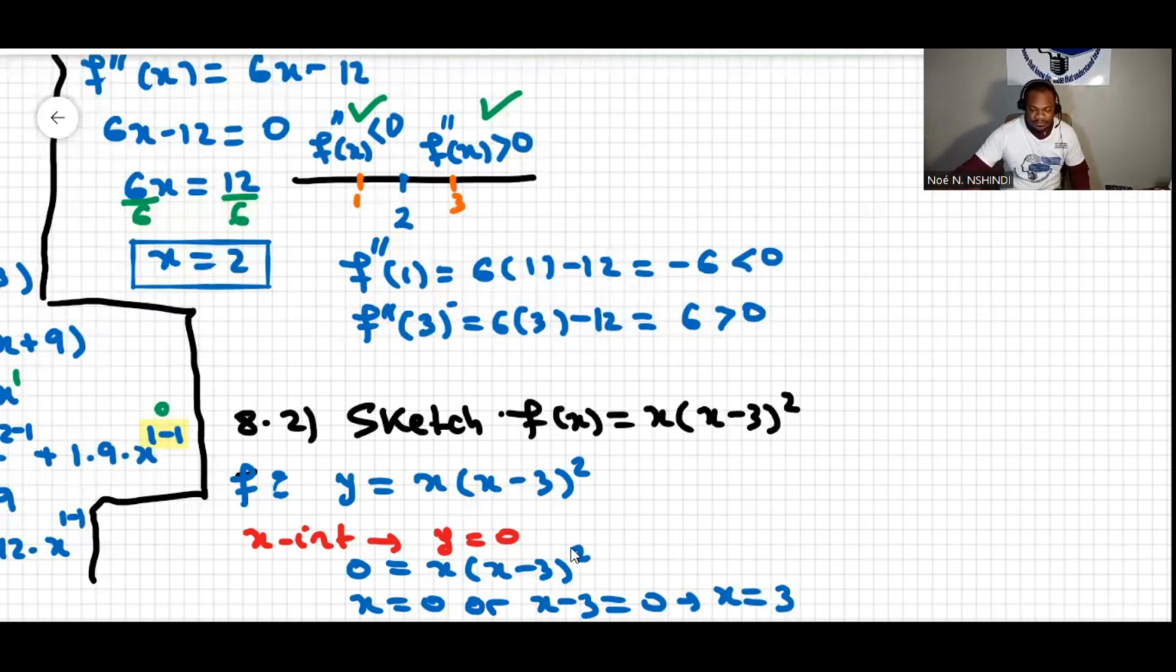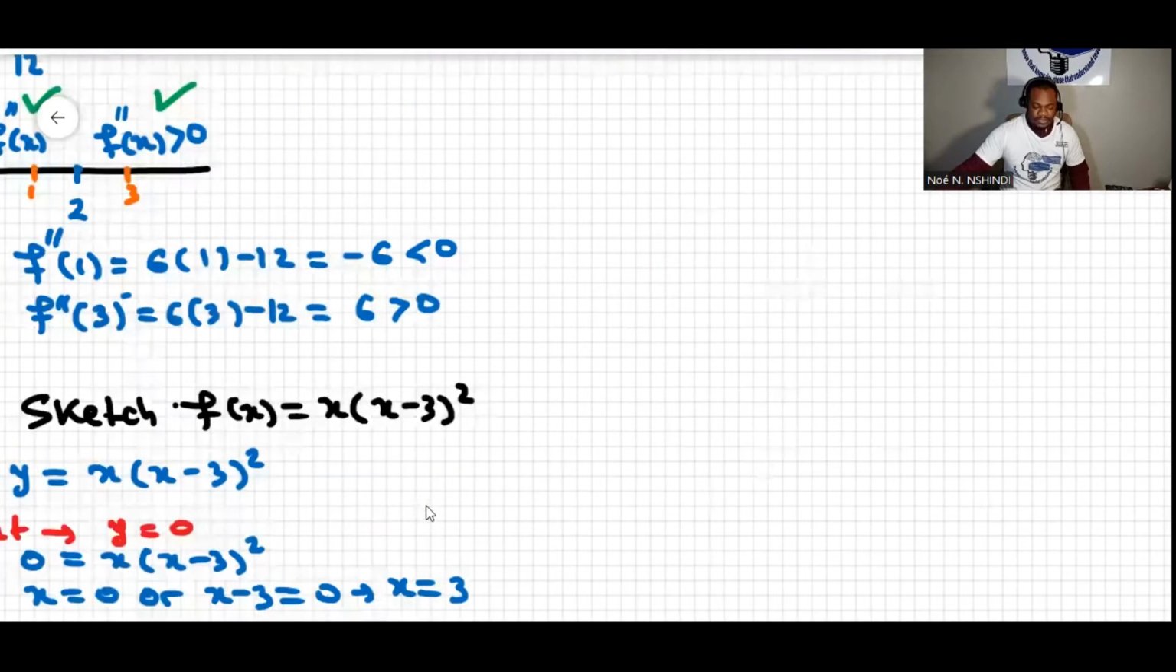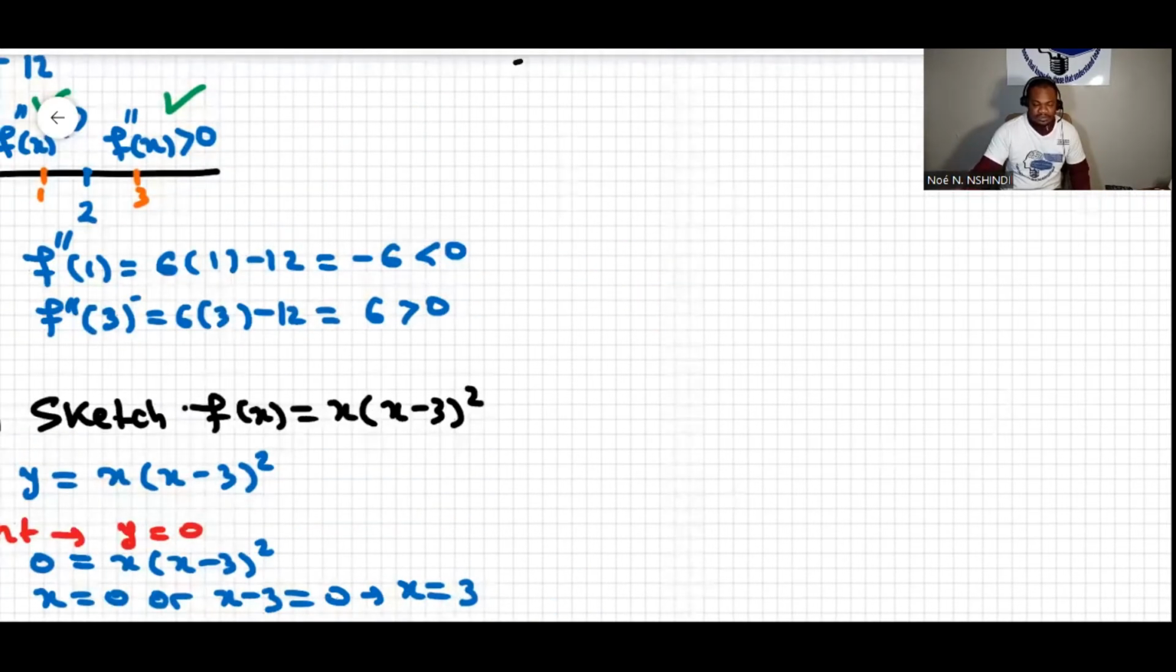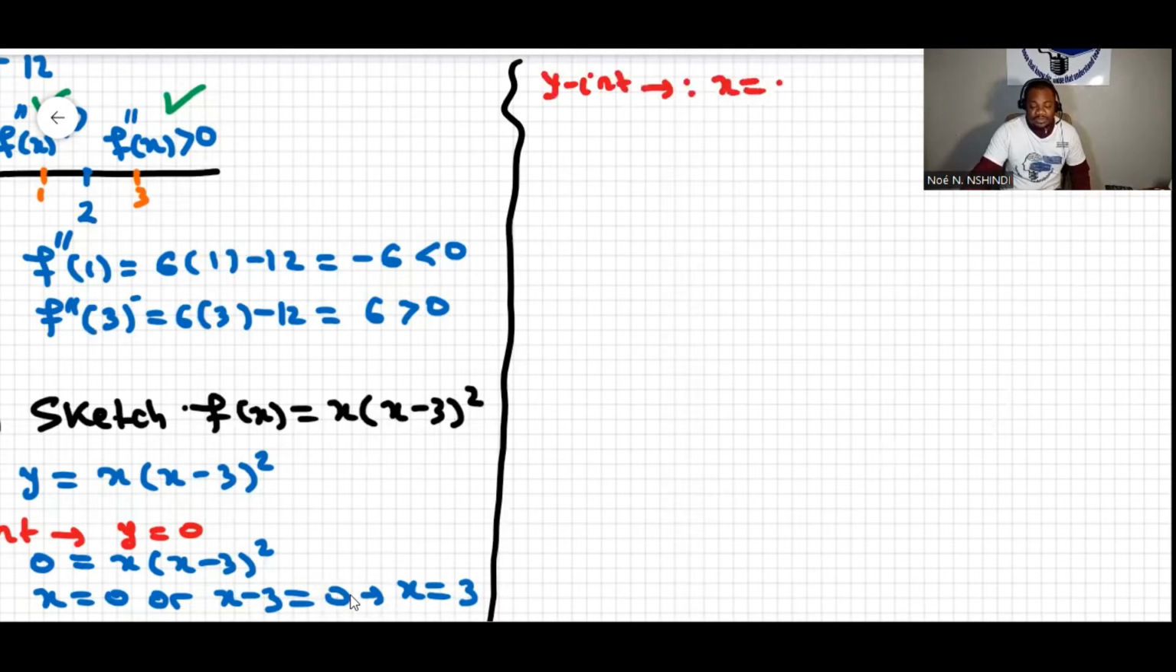Now the y-intercept. Y-int simply means we're going to make x equal to 0. Now, f of x is given by y equal to x open bracket x minus 3. You know, for the y-intercept we make x 0. So if I make x 0, this will be equal to just 0. By the way, because it doesn't have a constant part, the y-intercept passes through the origin. The y-intercept is the origin, okay, at 0, 0. The graph passes through the origin.